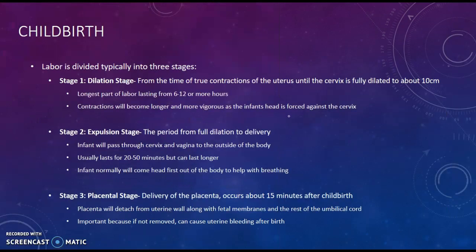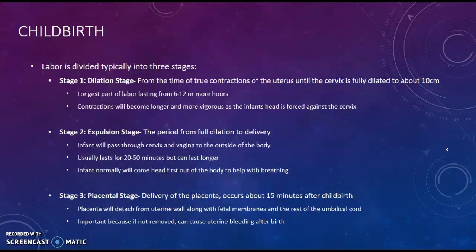So labor is divided into 3 stages, and first is the dilation stage. So this is where the actual true contractions of the uterus start to happen, and then this is when the cervix becomes fully dilated at 10 centimeters. This is the one that's going to take the longest to occur. You know, some women are in the hospital for 12 hours just waiting for the cervix to dilate enough so they can start to push. And like we said earlier, the contractions as the dilation stage progresses are going to become longer, and they're going to become more vigorous, and the infant's head is going to start to push up against the cervix.